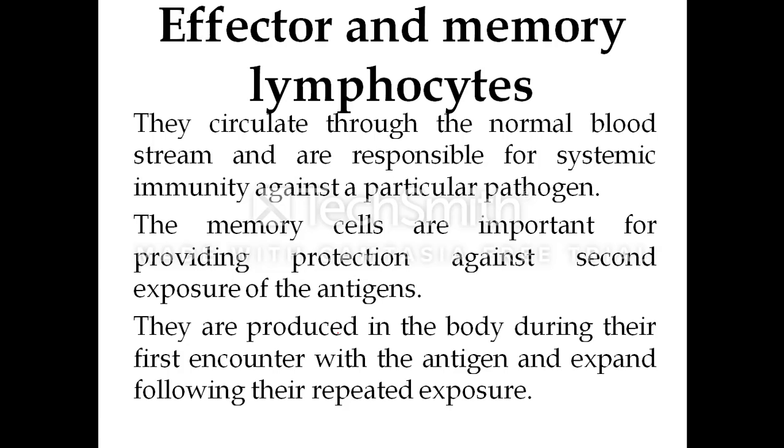They are called memory cells. So these memory cells are important for providing protection against second exposure of the antigen. These memory cells are produced in the body during their first encounter with the antigen and expand. Expand means they increase their population, they undergo clonal expansion, which you will be learning about along with immunological memory. They expand, increasing their number, following repeated exposure. So these are effector and memory lymphocytes.